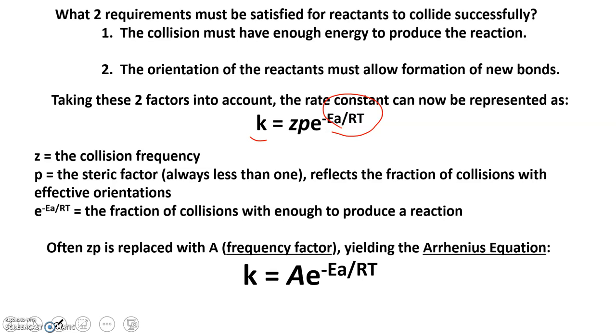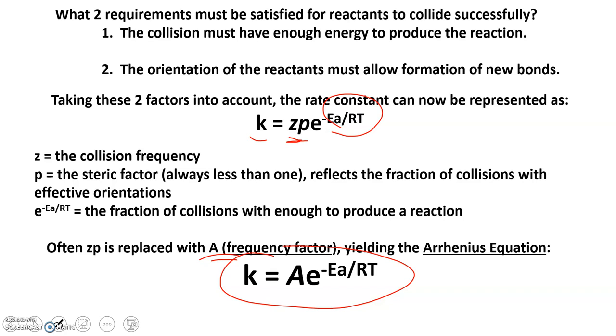And so because Arrhenius came up with this, oftentimes this Z times P, the collision frequency and the steric factor, are just multiplied and replaced with the letter A, which we call the frequency factor. And that's what's used to calculate the Arrhenius equation. And so this here at the bottom of the page, the Arrhenius equation, is the one that you will often use and the one that you will be expected to know how to use for your test. You do not need to memorize it, but you do need to know what all the different parts mean.